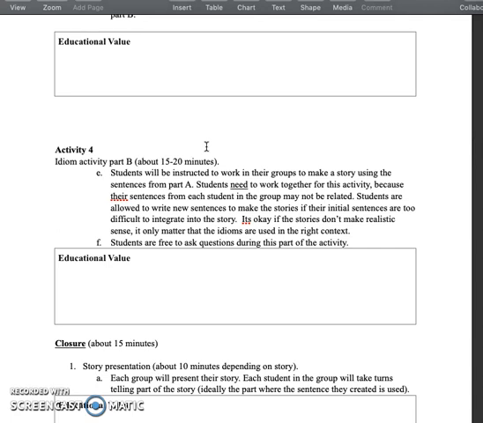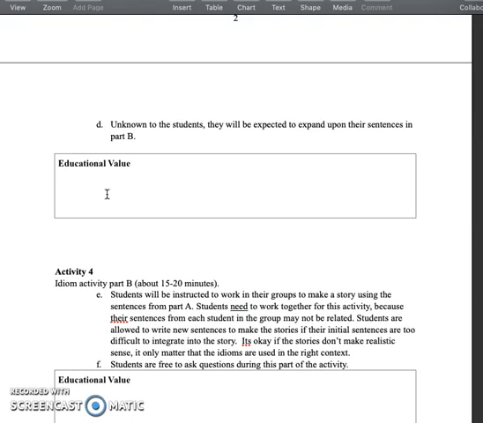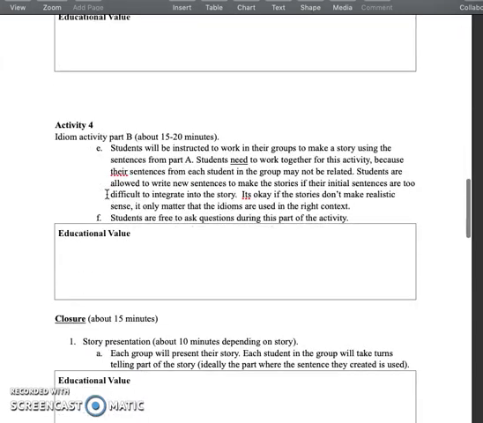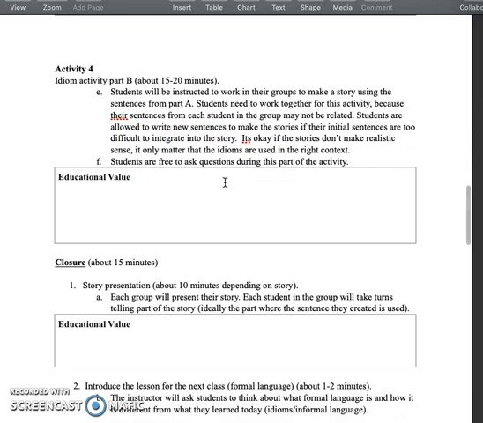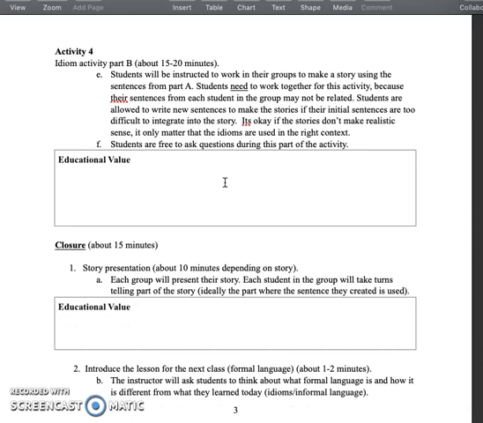And then activity B, or activity 4, I mean, I think that this would be a good closure activity because it builds on the other two activities of practicing the idioms and the use of the idioms. And I think that activity 4 gives them the context, or more information, I guess, about the idioms.